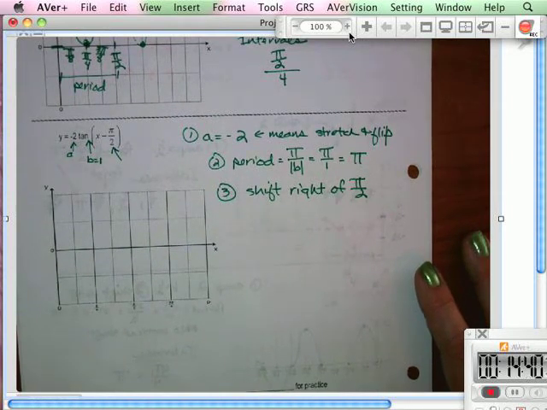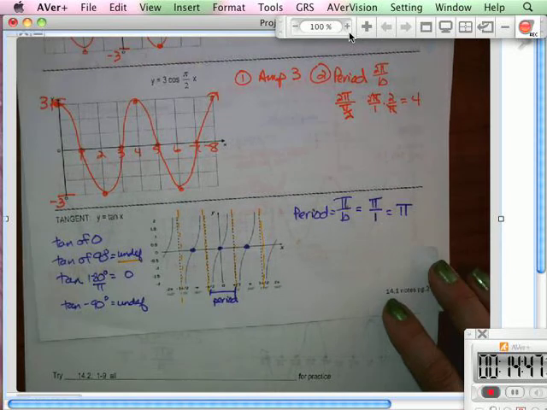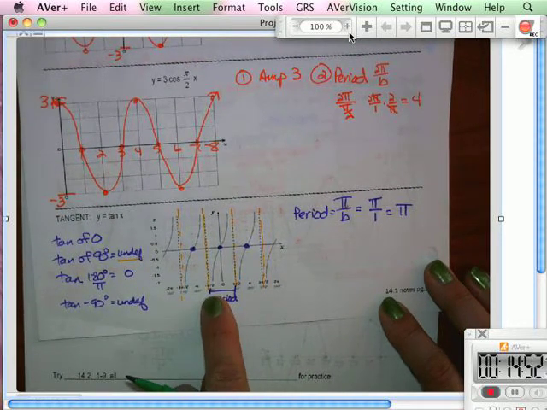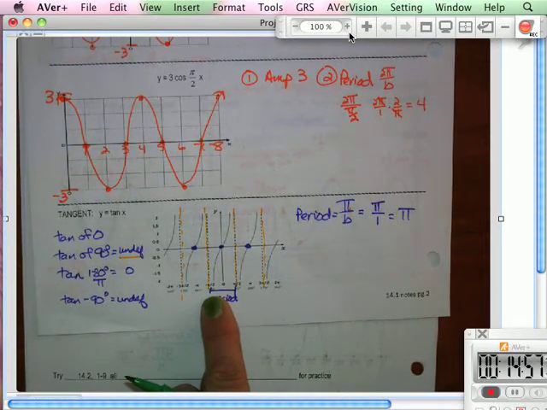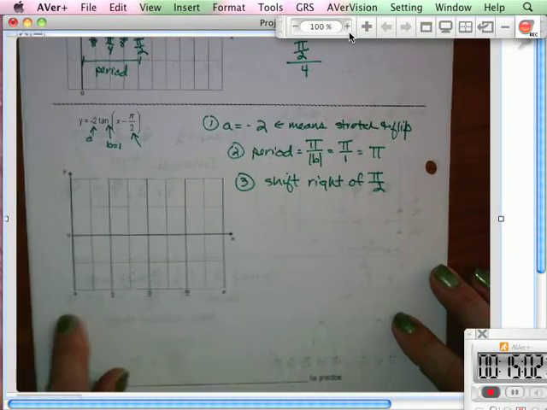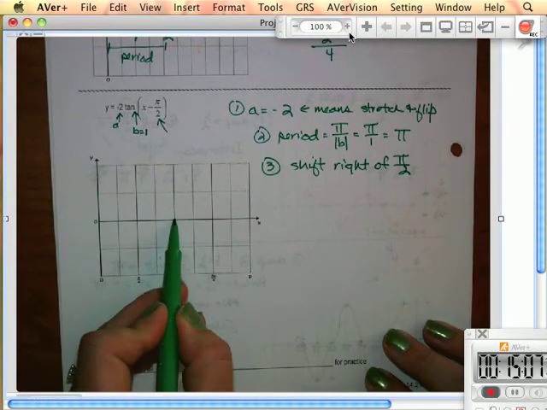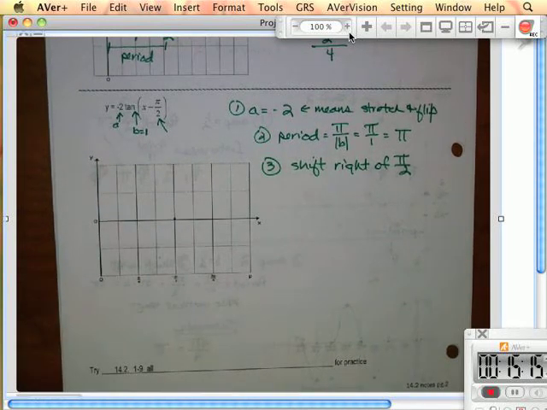Okay, the period helps you determine your asymptotes, correct? You have to remember in the original tangent graph, where were our asymptotes? Pi over 2 and negative pi over 2. Because that's where tangent is undefined, correct? On the unit circle. All right, so if we're going to shift to the right pi over 2, where is pi over 2? It's right here, correct? This is where our original asymptotes were, right? Before we did any shifting, correct? Are you with me on that? You have to remember that.